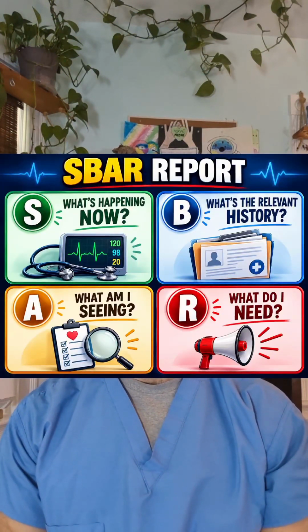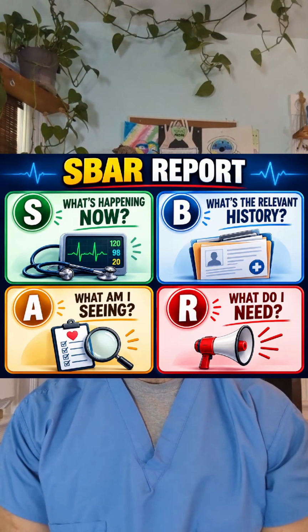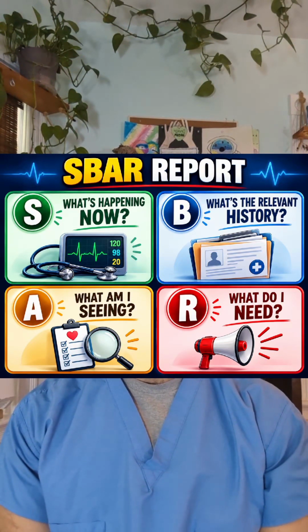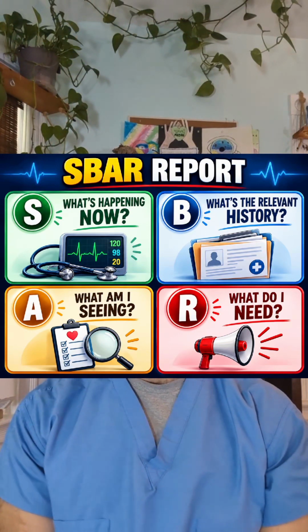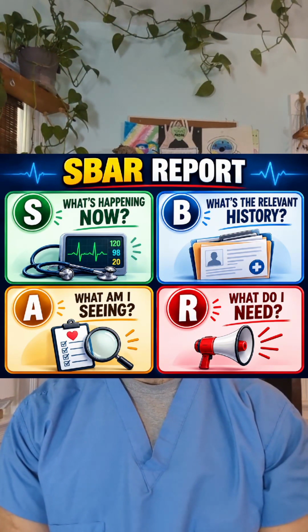That's SBAR. You don't need a complicated speech. Just remember, S, what is happening now? B, what's the relevant history? A, what am I seeing? R, what do I need? SBAR helps you take a complicated patient situation and turn it into a clear conversation. Because good nursing isn't only about knowing what you are seeing, it's also about knowing how to communicate it.